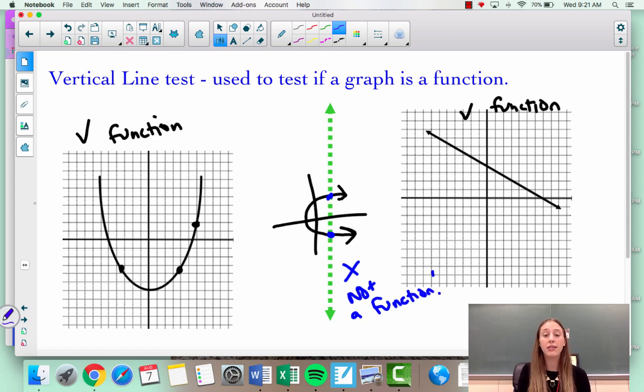All right, so very quick and easy. You don't even have to draw the lines. You could just use your pencil and go straight across the graph. Most of you might even just visually be able to tell right away. Just check that, then write function or not a function.